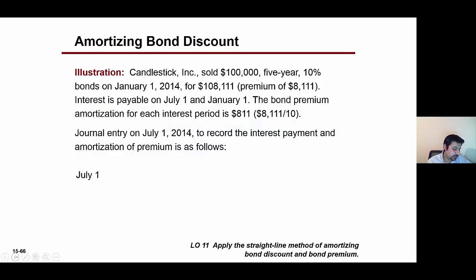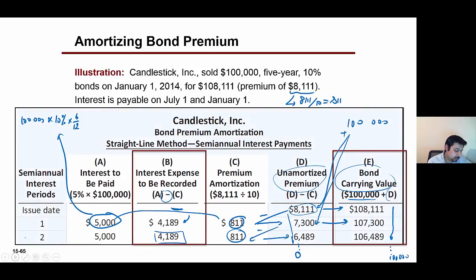So let's see how this is done. Candlestick Inc. sold 100,000, etc. The bond premium amortization for each period is 811. The journal entry on July 1st to record the interest payment will be, once again, those are the three columns that we need to write the journal entry. The interest expense that is to be recognized is 4,189, and the two components are 5,000 and 811.